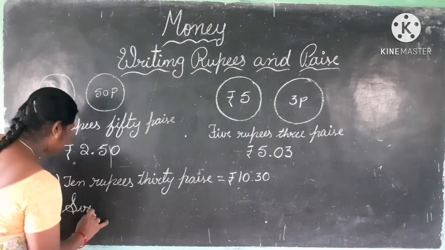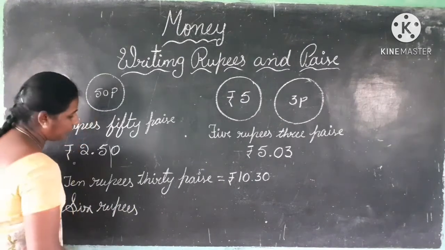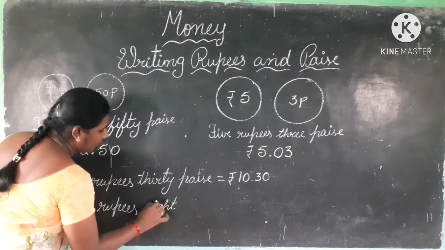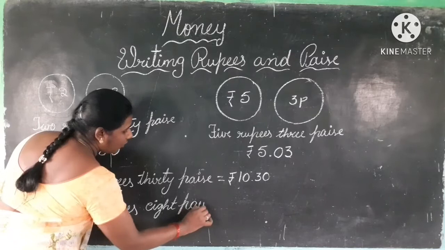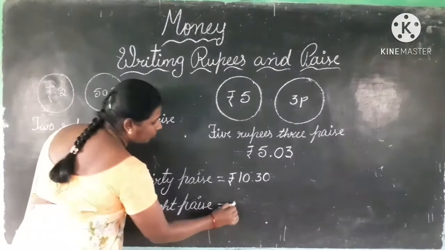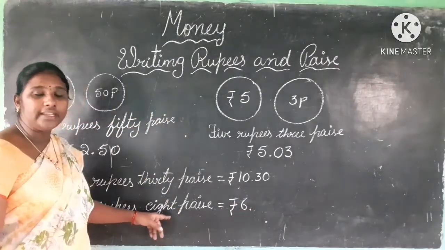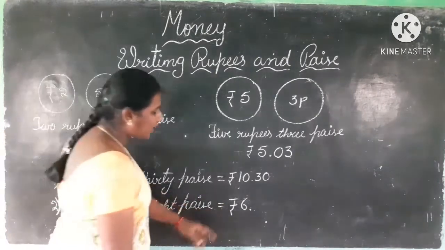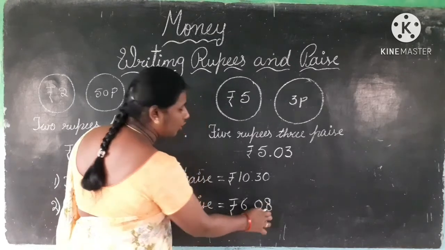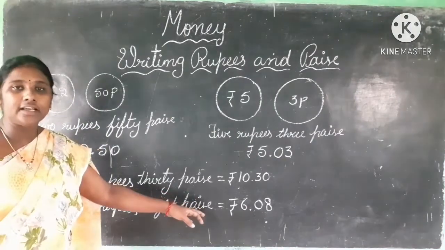6 rupees 8 pies. How should we write this in figures? Rupees 6 dot 8 pies. Only 8, it is less than 10, so we put a 0 after the dot. So 0, 8: rupees 6.08. If they give in words, this is how we write in figures.